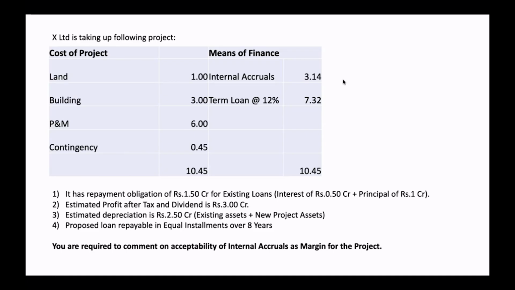First of all, find out what is their total internal accruals. How do you find out the total internal accruals? Take their profit after tax and dividend. With that, add back depreciation, being a non-cash item. Add back interest also. That will give you their gross internal accruals. From that, if you deduct this 3.14 crore, which is going to be used as a margin, you will get your net internal accrual, and it is that net internal accrual available for servicing the existing loan of 1.5 crore as well as the proposed loan, that is, the proposed loan plus interest. So let's do that exercise.